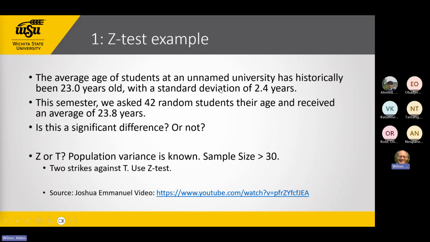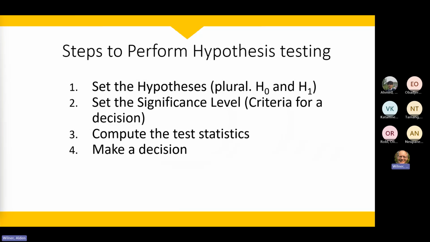Again, in this case, our population variance is known. The standard deviation is just the square root of the variance. And our sample size is bigger than 30. So that's 2 strikes against the t-test. We're going to use a z-test. And if you want to watch this, I built this off a YouTube video that you can come back and watch too. Set the hypotheses, H0 and H1.